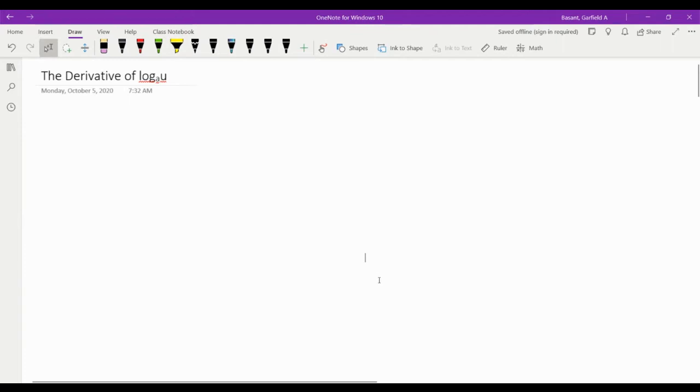All right, so here we're going to look at the derivative of logarithmic functions again. This time the base is not e. It's going to be the constant a again.